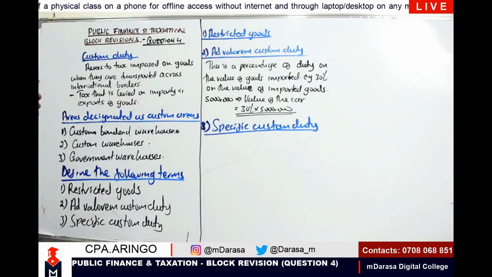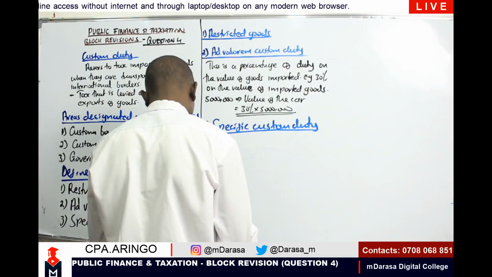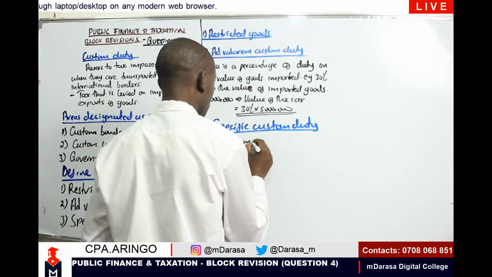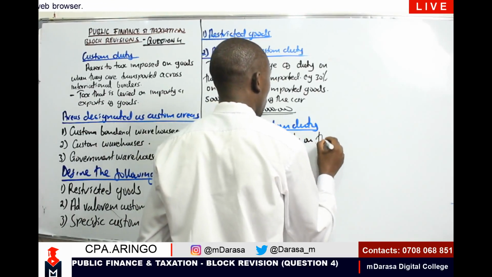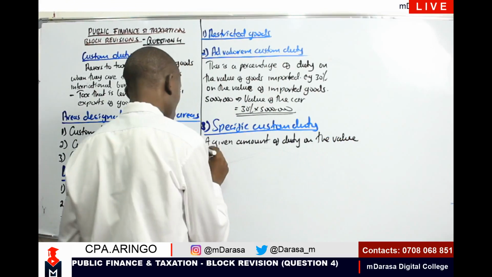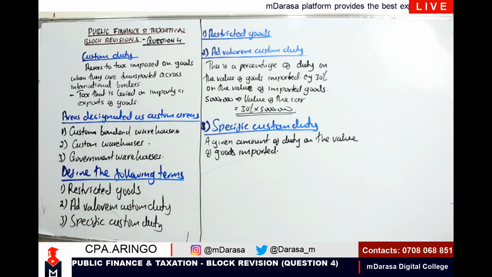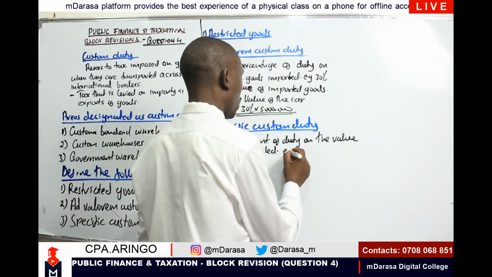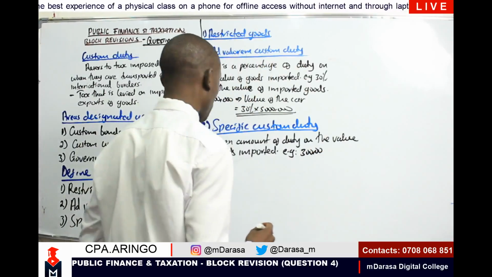Of course, this is a given amount. We normally say that this is a given amount of duty on the value of goods imported, a given amount of money on the value of goods imported. Say, for example, in this case, maybe you are talking of 300,000. This is a given amount of duty on the value of goods imported.